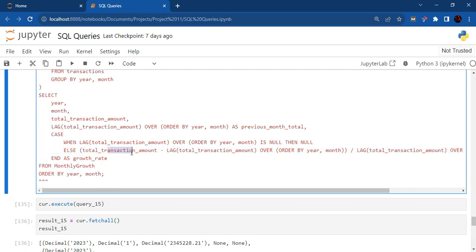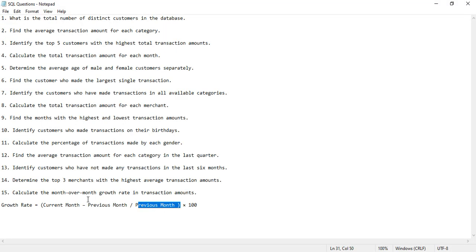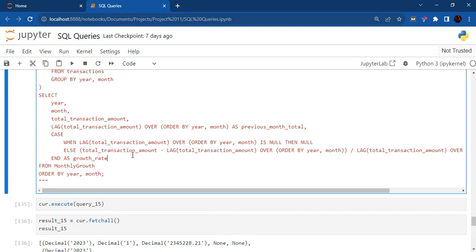Remember, this is the current month. Wait, let me show you. This is the current month minus the previous month, divided by the previous month, which is this. This is the transaction amount of the current month, which is the month we are in now. Then this is the transaction amount of the previous month. Remember, that's why I use the word lag, months before. Remember, when you use only lag, PostgreSQL may not understand what you are saying. You have to give it this over, then order by the year and month.